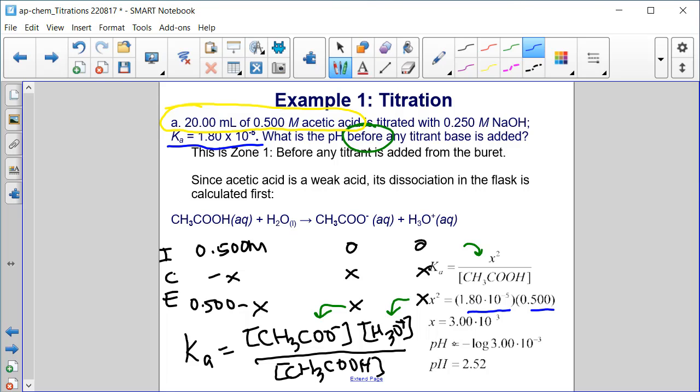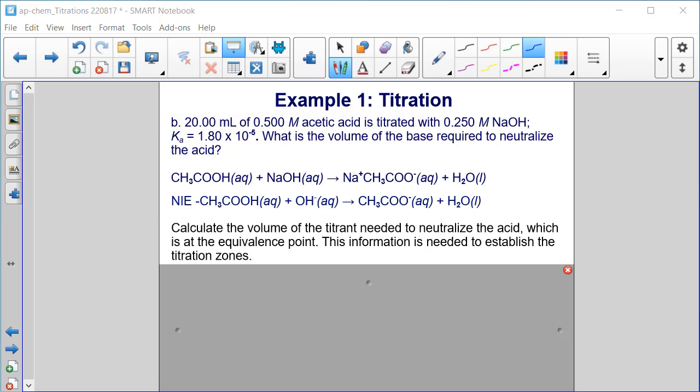Now, what does X equal? X equals this acetate concentration and this H3O plus concentration. So we can use that to find the pH, right? pH is the minus log of the hydronium ion concentration, 3 times 10 to the minus third, which gives us a pH of 2.52.